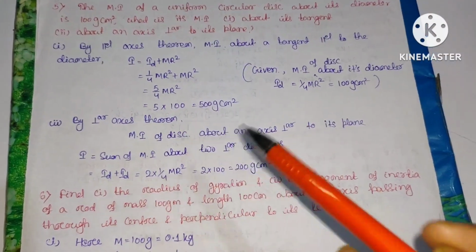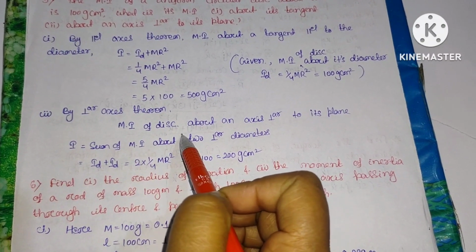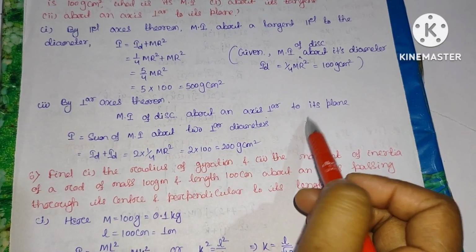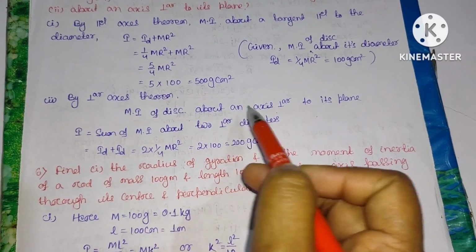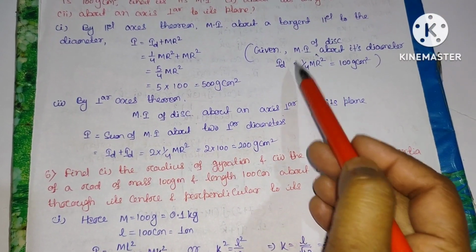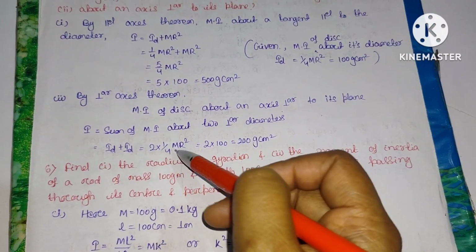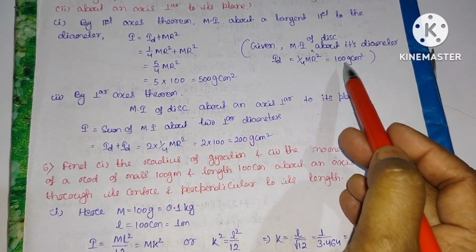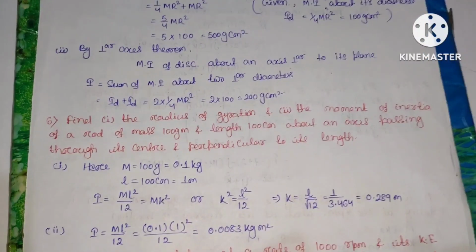Similarly, about an axis perpendicular to its plane, by the perpendicular axis theorem, the moment of inertia of the disc about an axis perpendicular to its plane will be equal to the sum of the moments of inertia about the two perpendicular diameters. So it means I_d plus I_d, one is 1/4 m r square and another is 1/4 m r square. So 2 into 1/4 m r square, we have calculated 100, so this will be 2 into 100, that is 200 gram centimeter square.